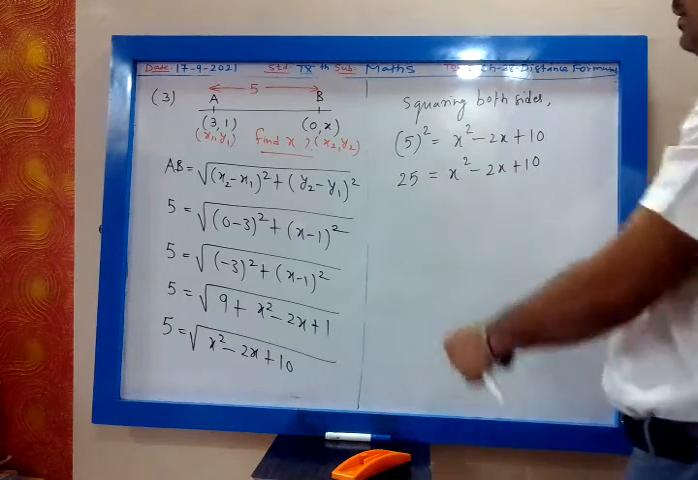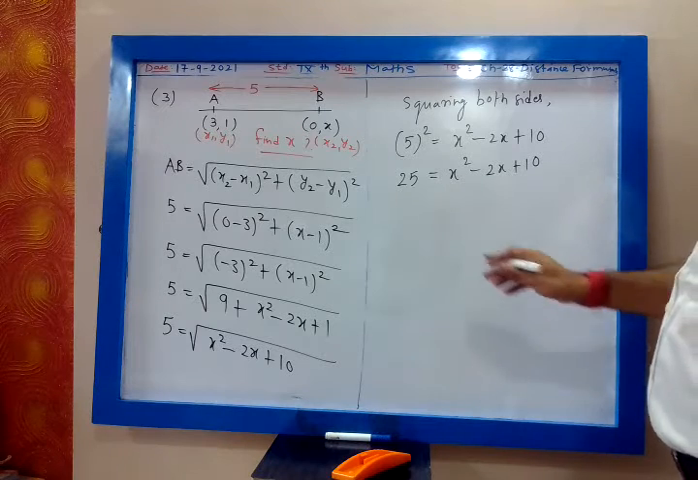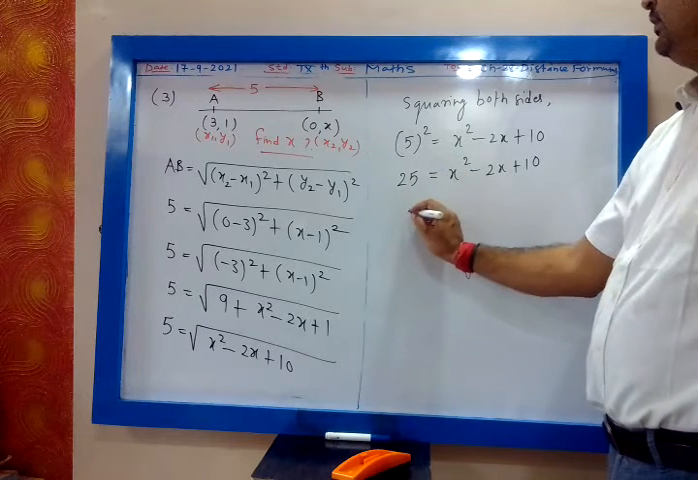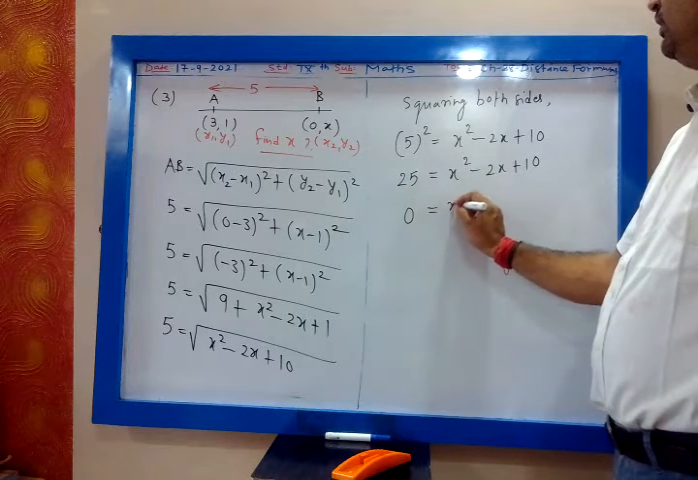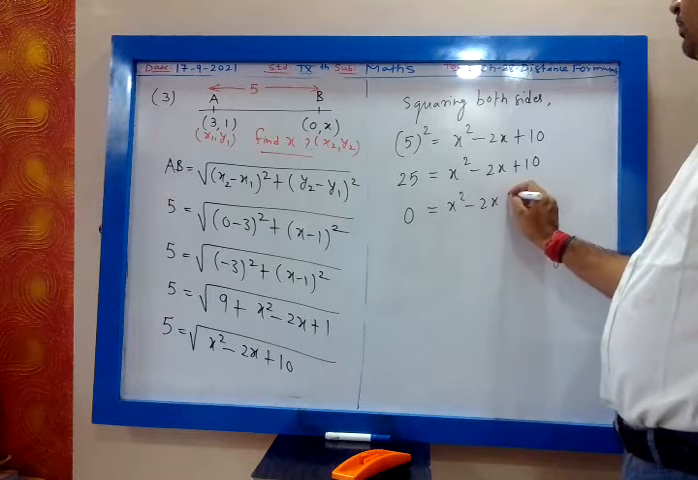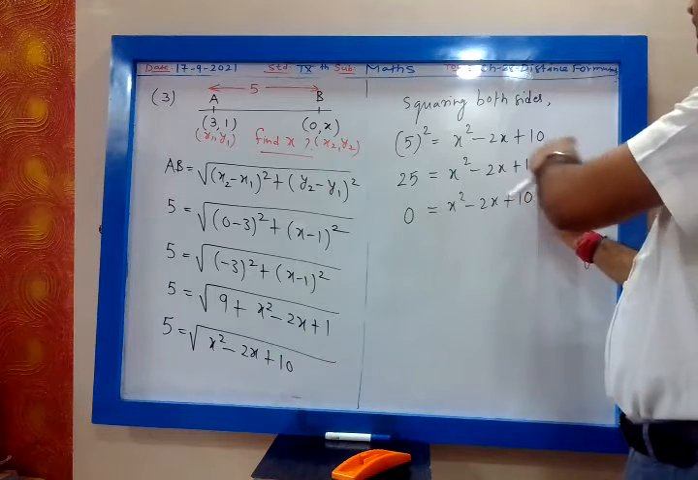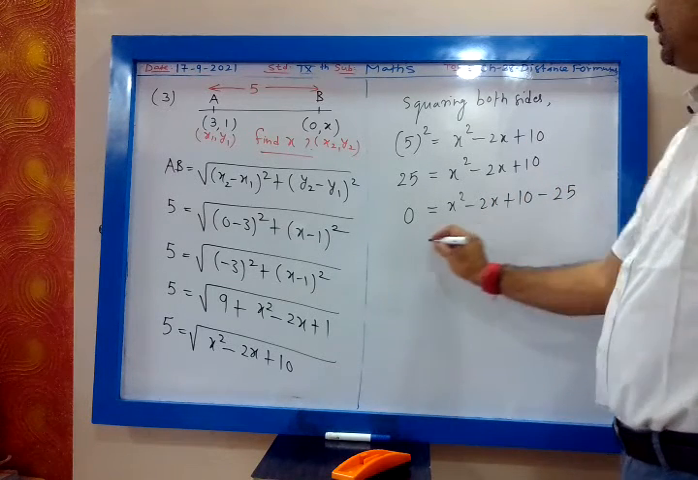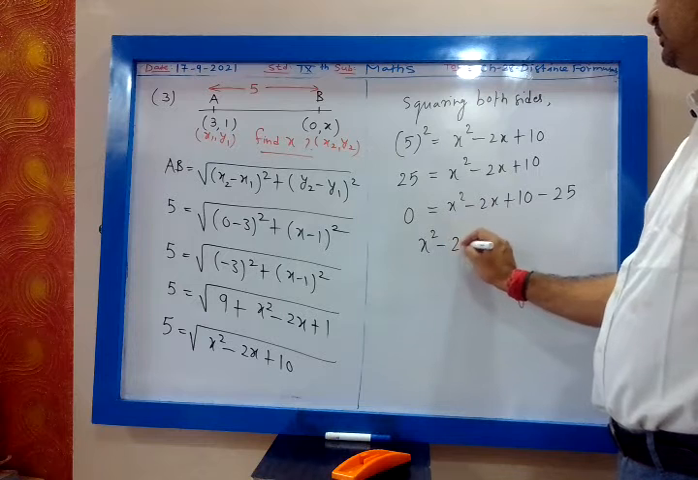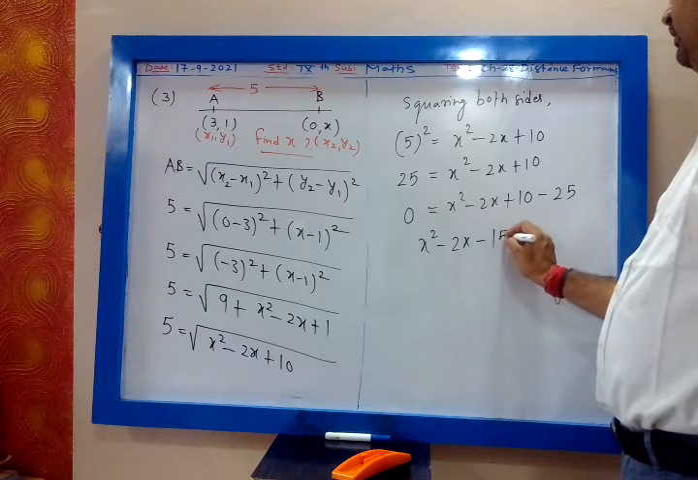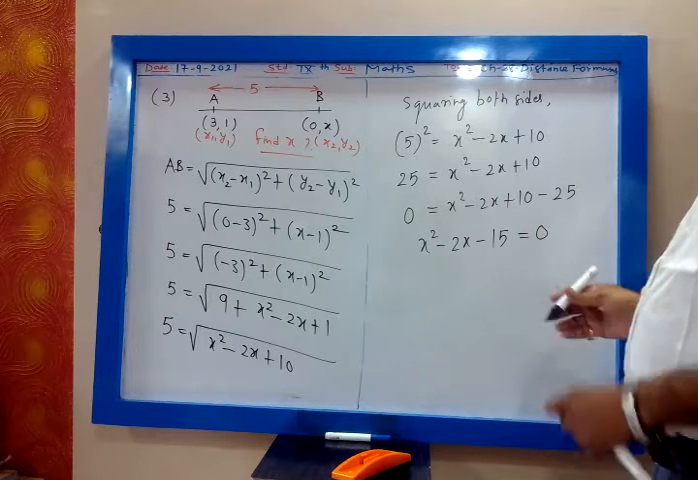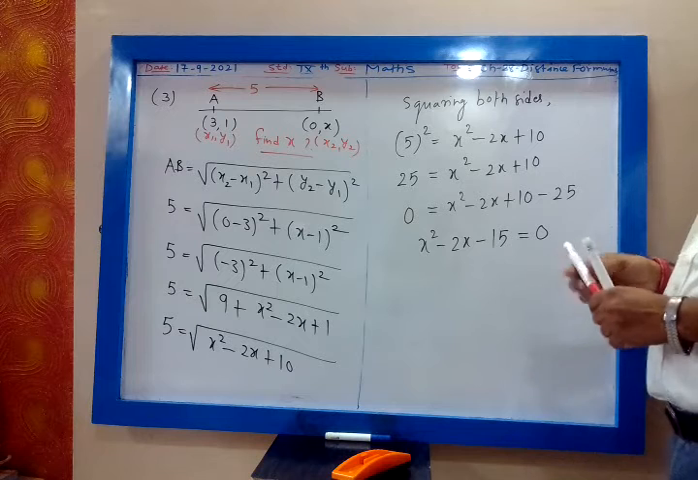We take 25 on this side. So 0 is equal to x square minus 2x plus 10 minus 25. So I can write x square minus 2x minus 15 is equal to 0, which is the quadratic equation.